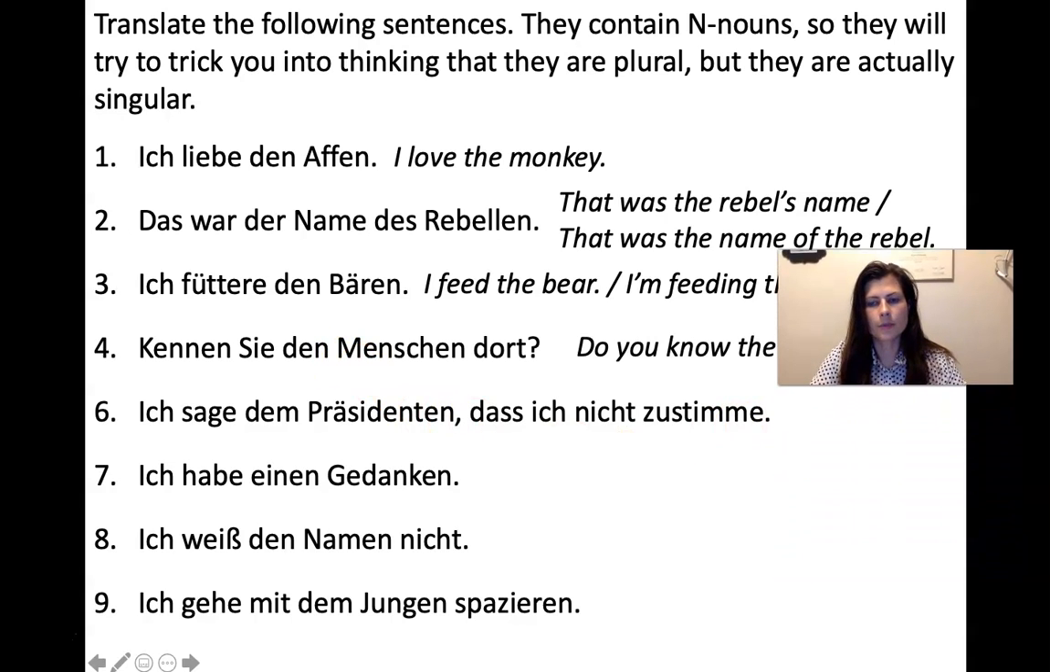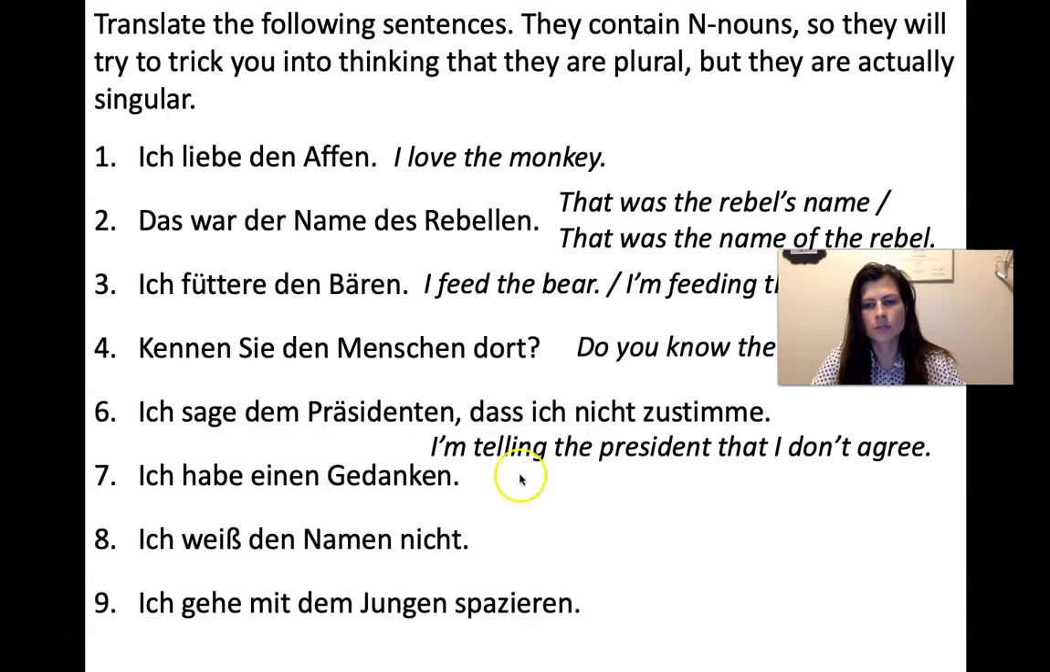Ich sage dem Präsidenten, dass ich nicht zustimme. Hopefully you could find this verb in the dictionary. So I'm telling the president that I don't agree. Zustimmen, to agree. So we have dem Präsidenten. That's the indirect object. I'm saying to the president, or I'm telling. It's really I'm saying to the president, but telling is similar. Dem Präsidenten. So there's the ending because of the n noun.